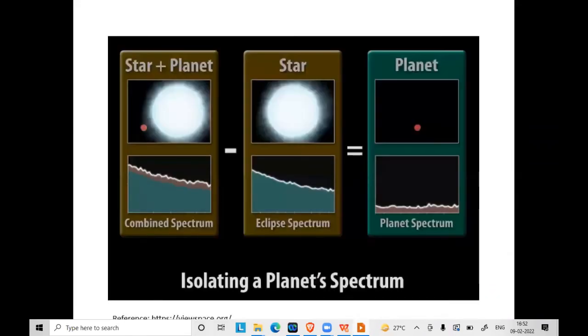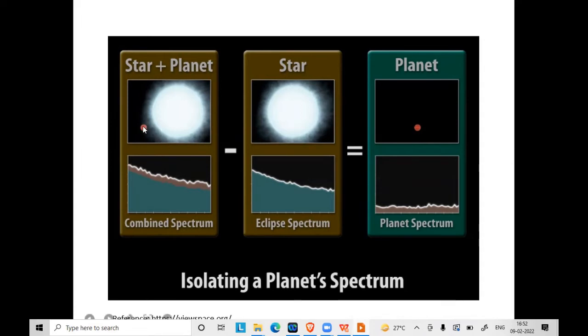Then researchers look at whether that planet has an atmosphere, because just locating an exoplanet is not enough to conclude that there might be a possibility of life on that planet, but that planet should also have an atmosphere. But how will we detect the atmosphere? So here is a procedure.